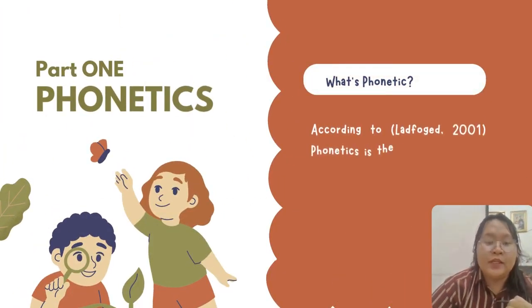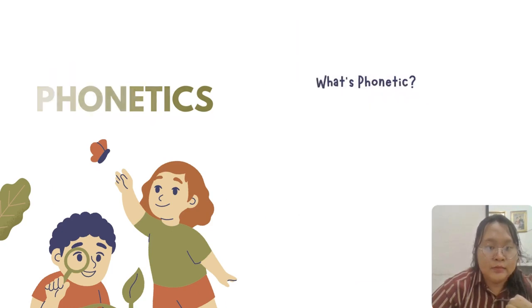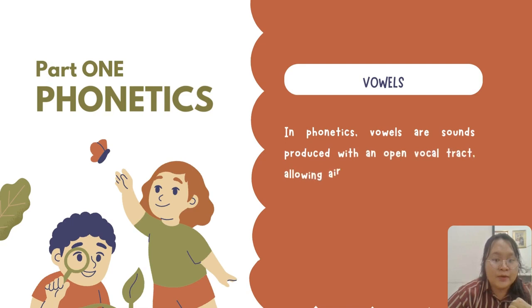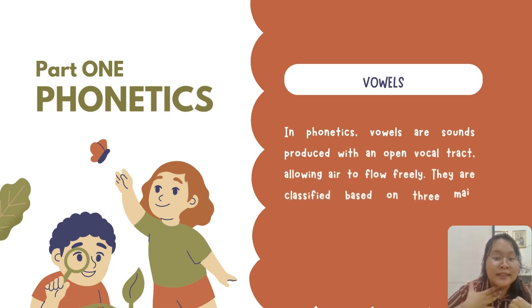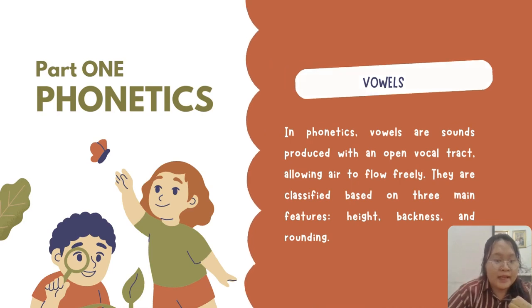In linguistics, we are talking about phonetics. What is phonetics? According to Lifewords in 201, phonetics is the science of sound production that has functioned very based on the purpose of the study itself. One is vowels. In phonetics, vowels are sounds produced in an open vocal tract, letting air flow to the throat freely. They are classified based on three main terms: height, backness, and rounding.